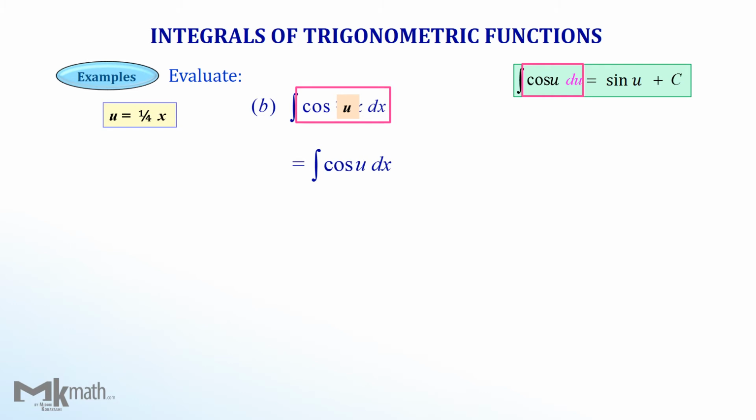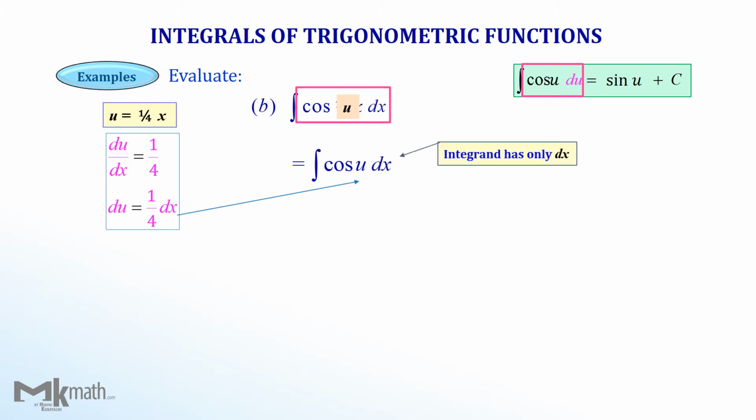Once we decided u, taking the derivative of u to get 1 over 4th, then we convert it to the differential of u as 1 over 4th dx. Next, we need to compare the differential with the integrand. Unfortunately, the integrand has only dx, not 1 over 4th dx.